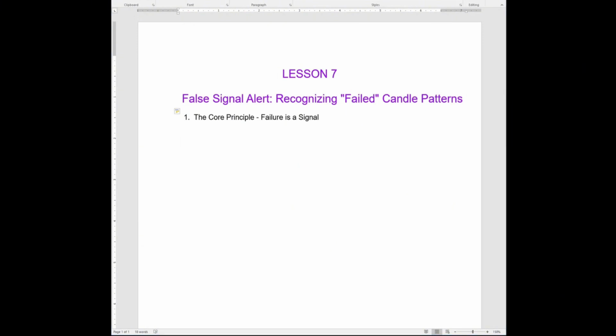So this is a key point. You need to remember it when we start to trade with the failed signal alert.